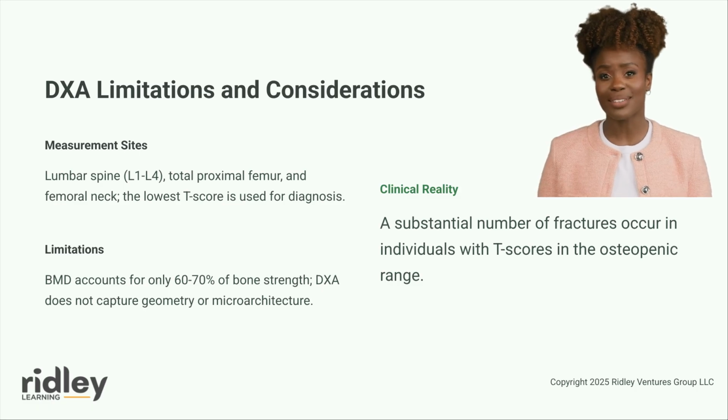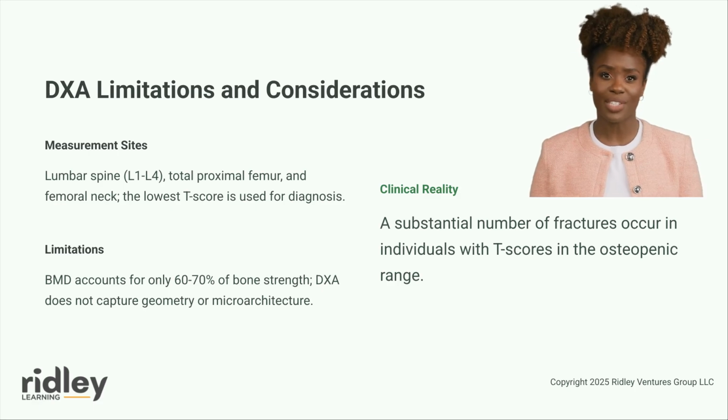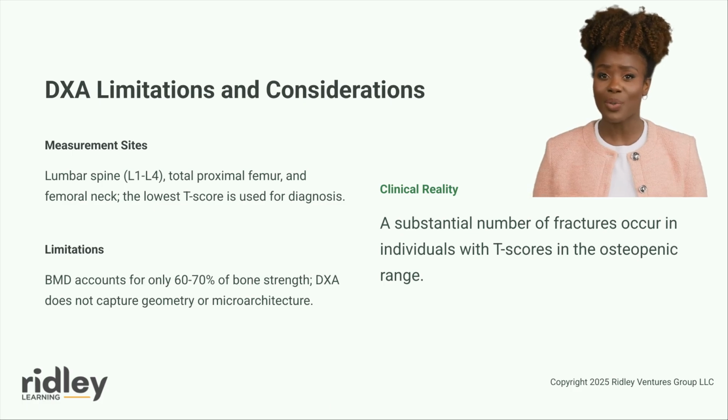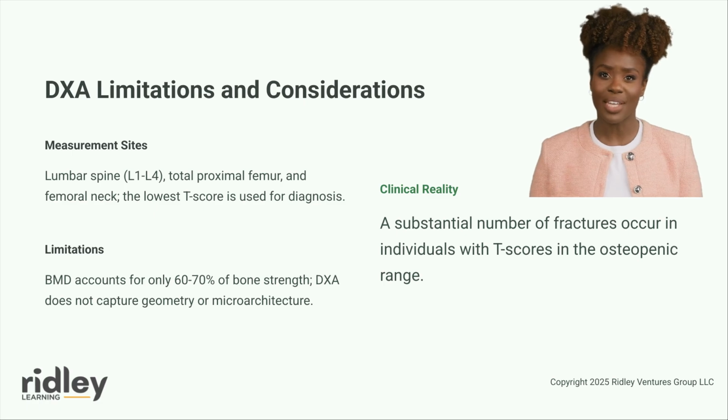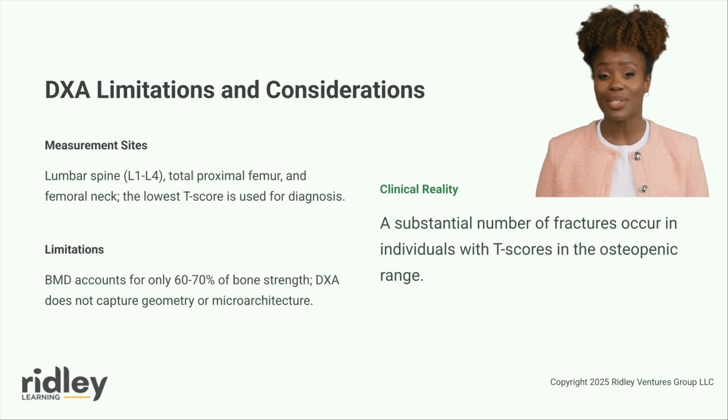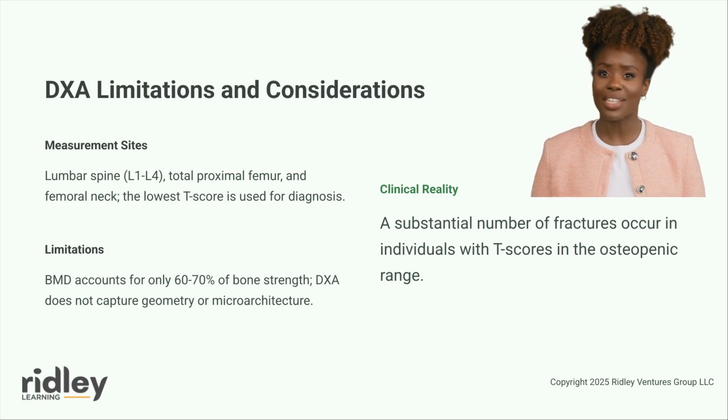Additionally, bone mineral density accounts for only approximately 60 to 70% of bone strength. Factors such as bone geometry, microarchitecture, mineralization quality, and collagen cross-linking contribute to mechanical competence, but are not captured by DXA measurement. Consequently, many fractures occur in individuals with T-scores in the osteopenic rather than osteoporotic range. A substantial proportion of patients with very low BMD never experience fracture. This recognition has driven the development of clinical risk assessment tools that integrate BMD with independent clinical risk factors to provide more accurate fracture probability estimation.